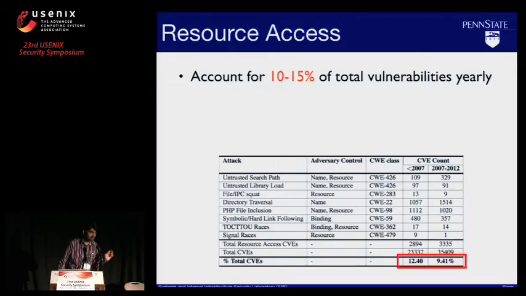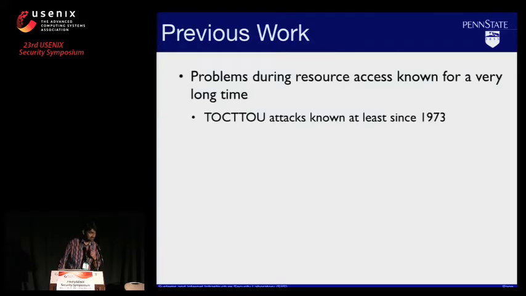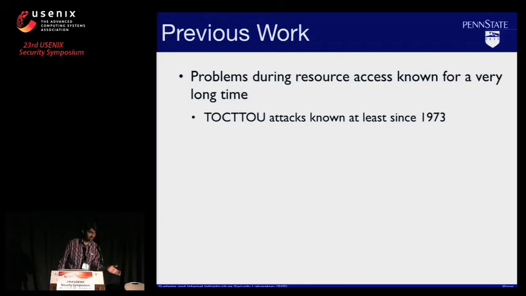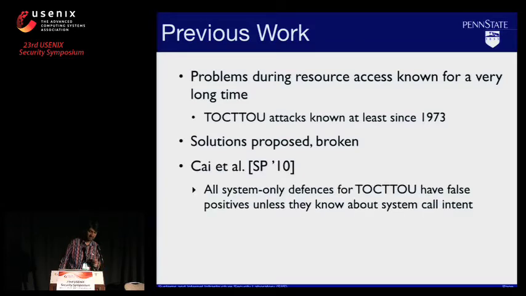Okay, so these resource access attacks actually account for 10 to 15% of the vulnerabilities reported on the CVE database each year. And at least a subset of these have been known for a very long time. So time of check to use attacks have been known at least since 1973. Many solutions have been proposed and broken.